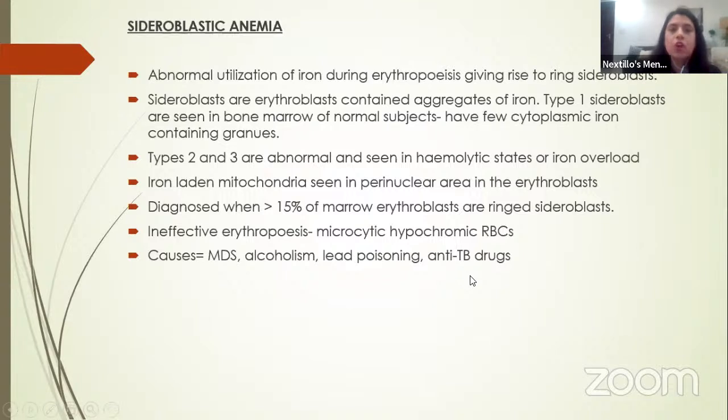Now, it causes ineffective erythropoiesis because there is an adequate amount of iron, but it is aggregated in all the wrong places. So it will again lead to microcytic hypochromic type of RBCs, and other causes can be a myelodysplastic syndrome or alcoholism or lead poisoning and anti-TB drugs.